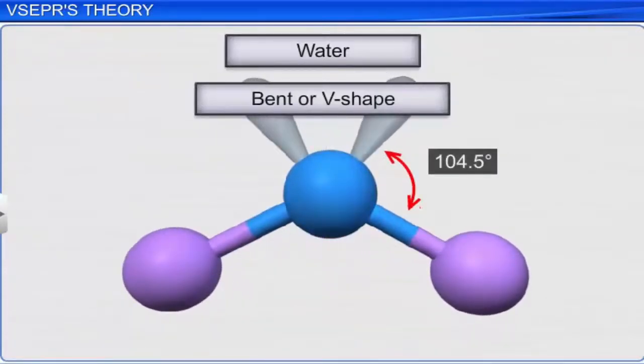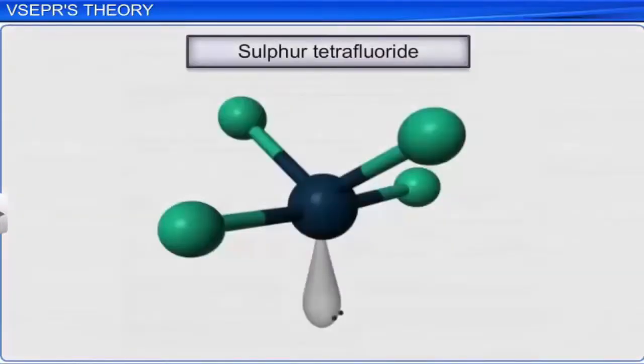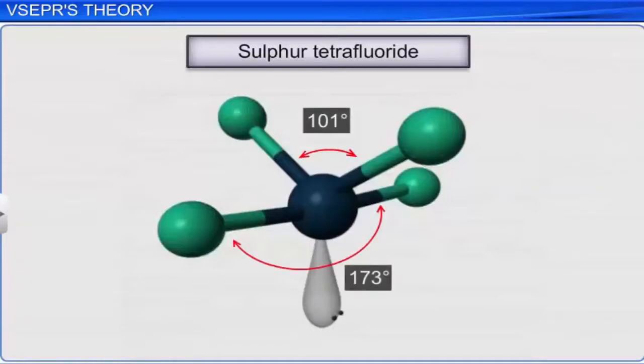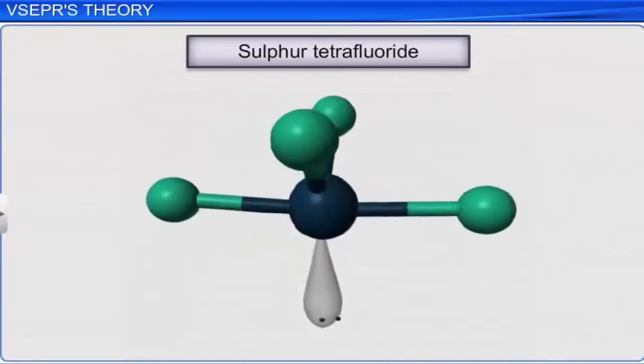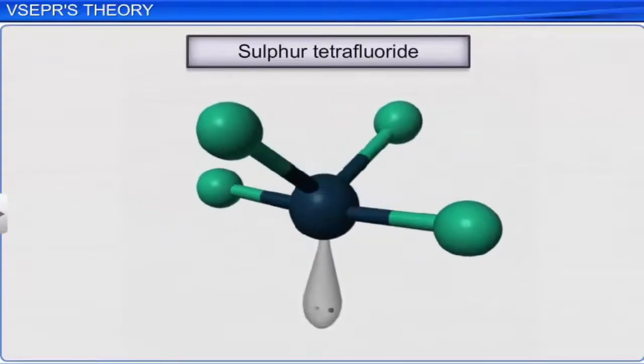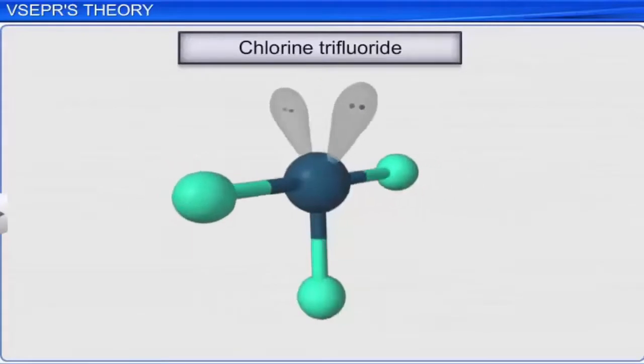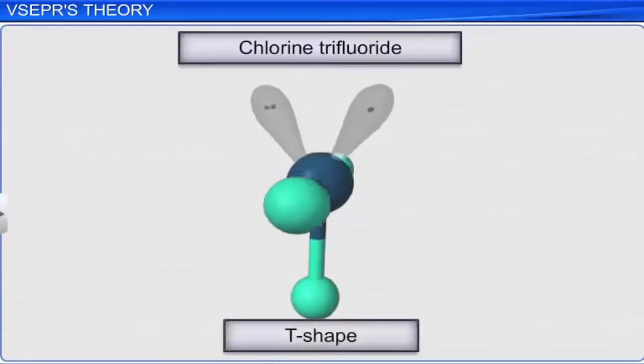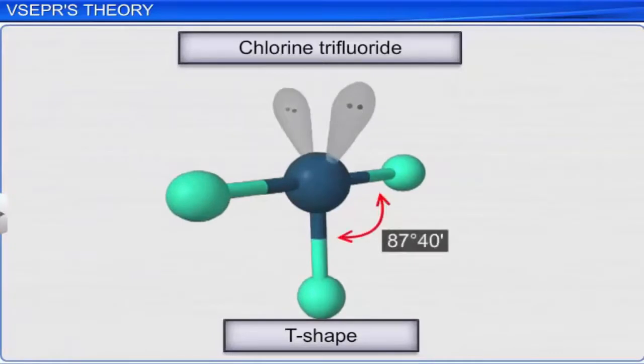A sulfur tetrafluoride molecule is seesaw-shaped as its bond angles are at an angle of 101 and 173 degrees, due to the lone pair of electrons present on its central atom. The chlorine trifluoride molecule is T-shaped and its bond angle is 87 degrees and 40 minutes, and the molecule shape is distorted due to the 2 lone pairs of electrons on central chlorine atom.